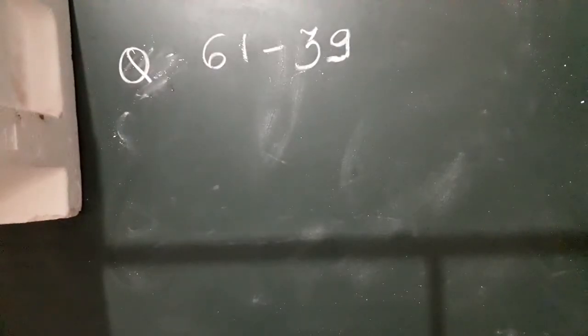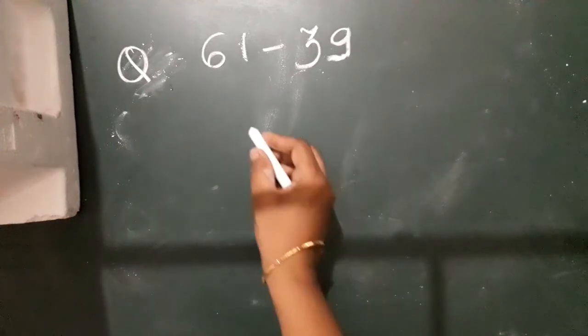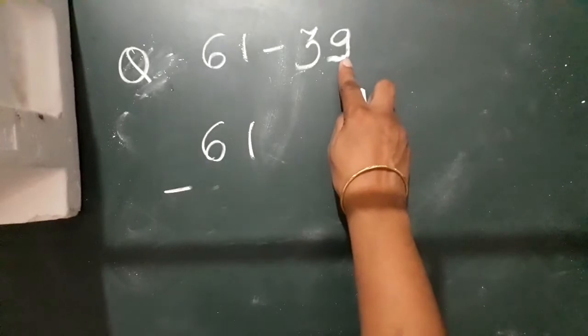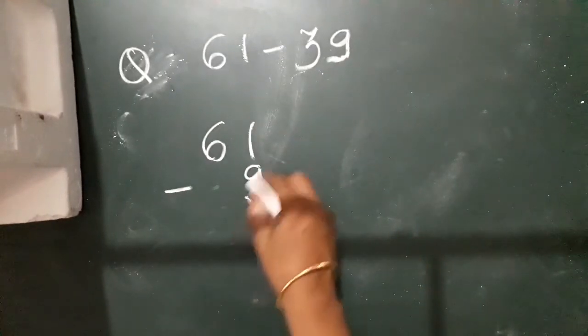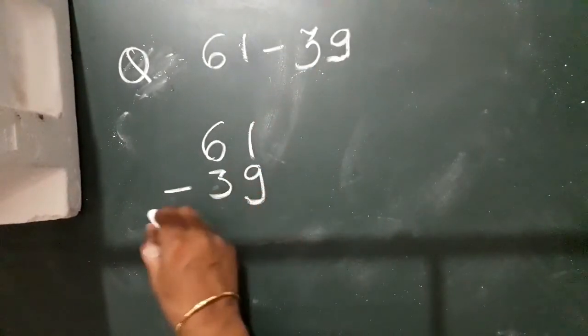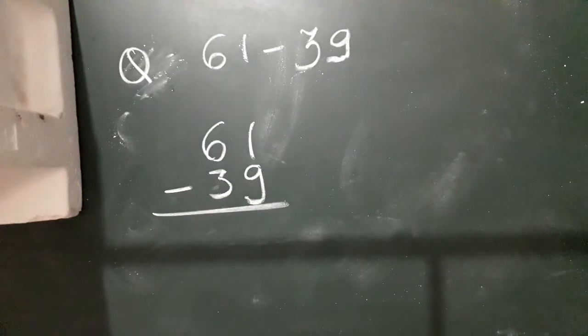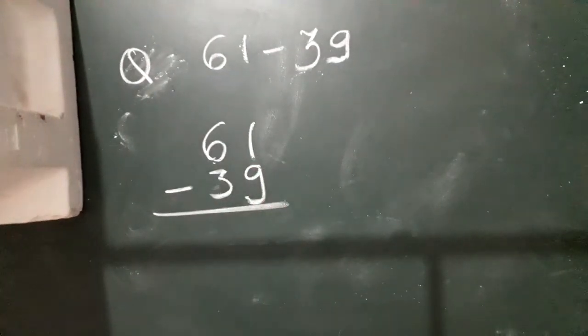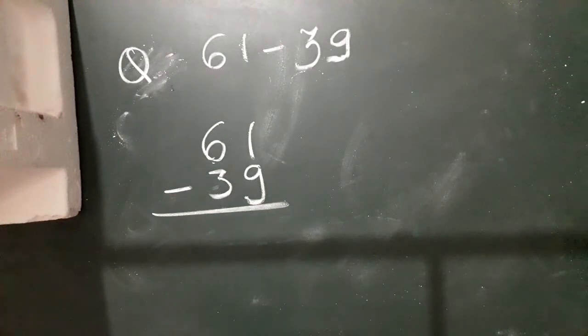Now let us see another example. You have 61 minus 39. So we will write these numbers in appropriate columns. This is 61 and now 9 is in 1's place and 3 is in 10's place. So we have written it in appropriate places. Now I should represent 61. That is 6 tens and 1 ones.